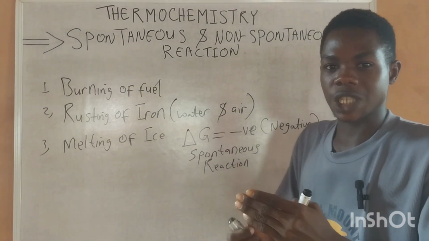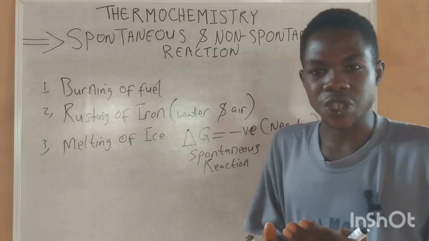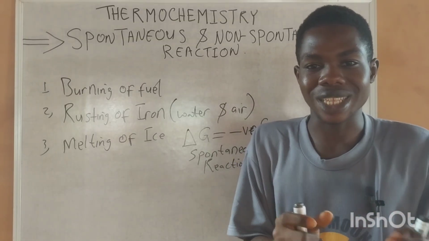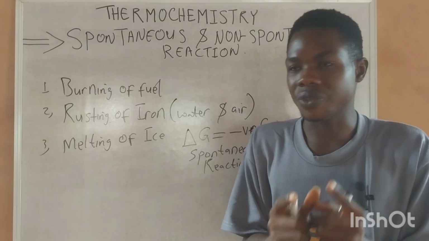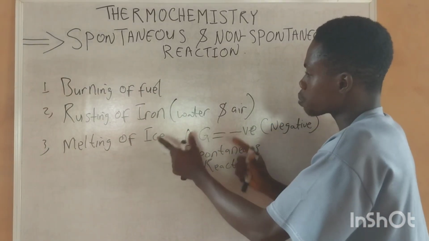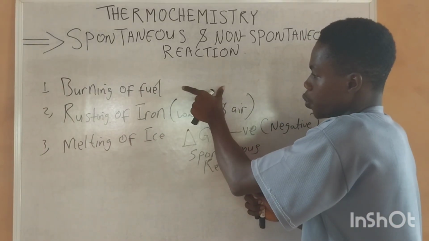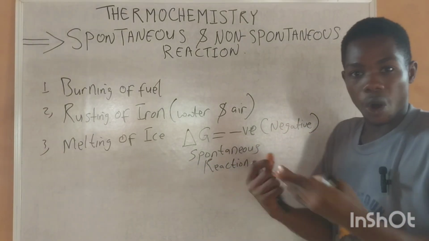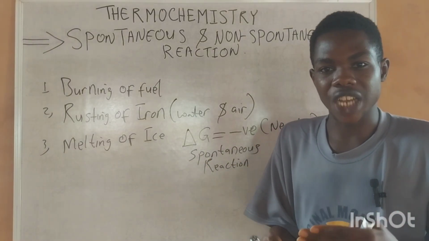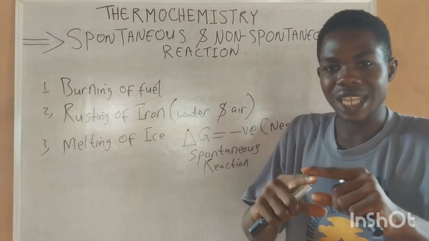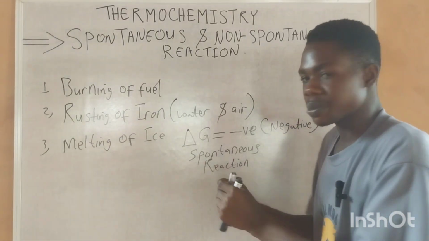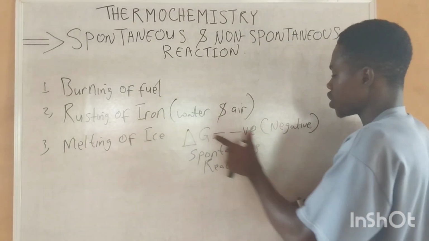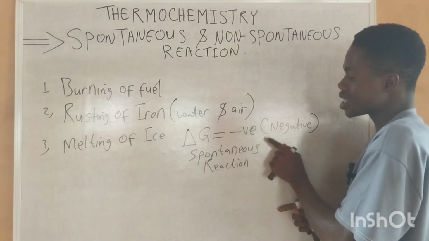And earlier on, I said that a spontaneous reaction is a type of reaction that occurs naturally on its own without the help of an external energy. So please take note of this. And we were talking about some of the types of spontaneous reaction, which include burning of fuel, rusting of iron, melting of ice. And then earlier on, I also said that spontaneous reactions are linked with free energy. And I said that delta G for spontaneous reaction is negative. So please take note of this.